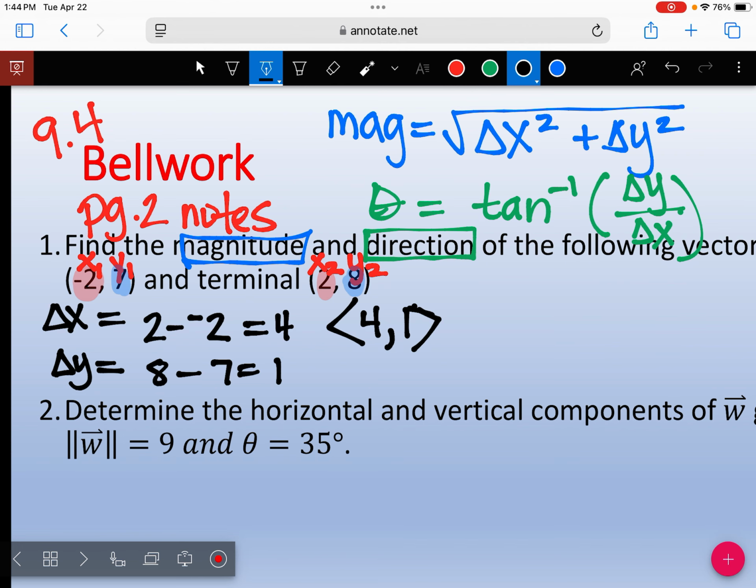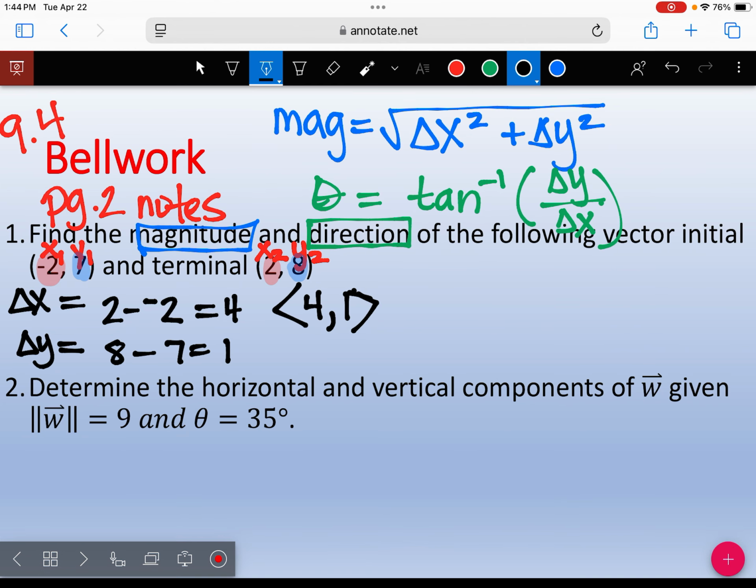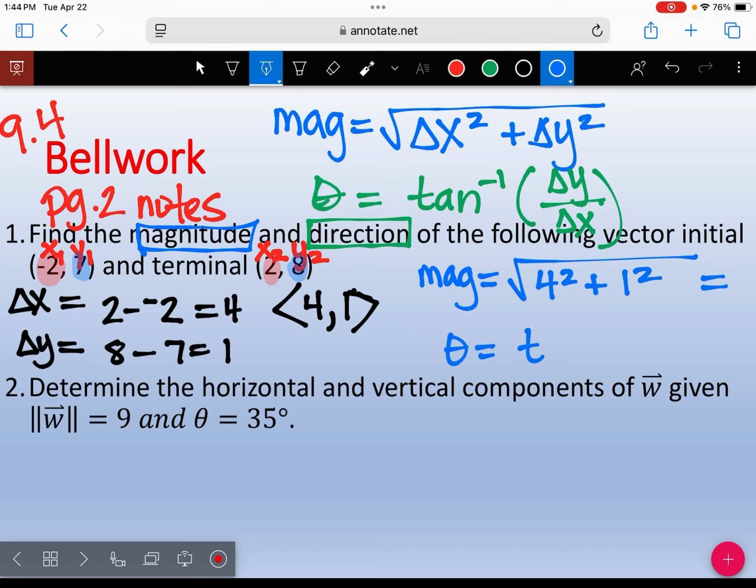All right, so I want you to use those two to find the magnitude. So for magnitude, we're going to take the square root, and that would be 4 squared plus 1 squared. See what you get. For your direction, it would be the inverse tangent of y over x, which would be 1 over 4. And everything is to the thousands place.